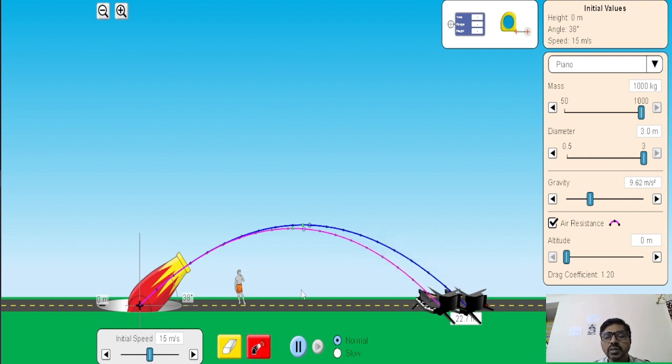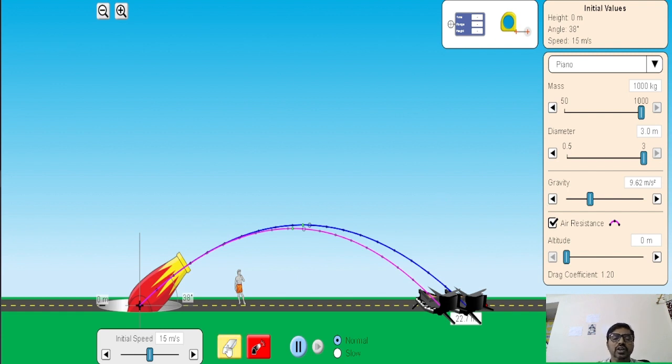You see that the path is deviated, so the pink one is with air resistance and the blue one is without air resistance. You see that without air resistance it is going further and a little higher, but with air resistance its path got contracted a little. And of course it's a curvilinear path, but it won't be a parabolic path. The range has decreased, and the maximum height has decreased with the air resistance. So that's another important parameter.